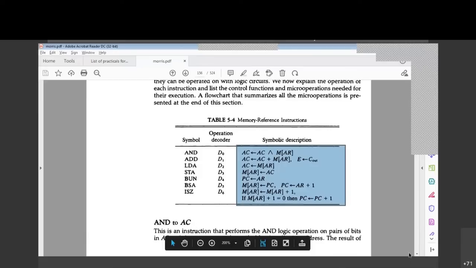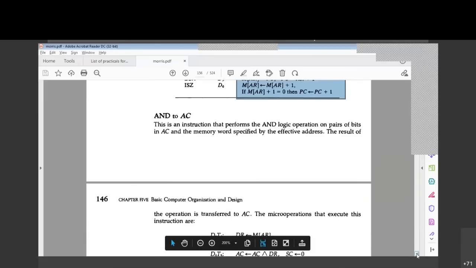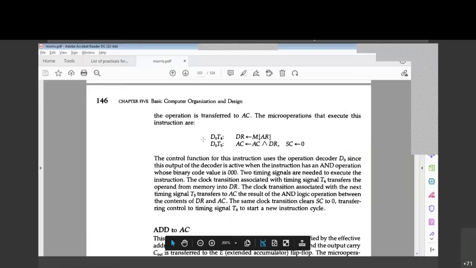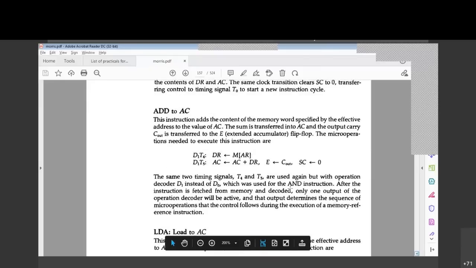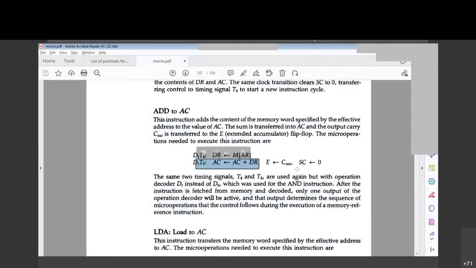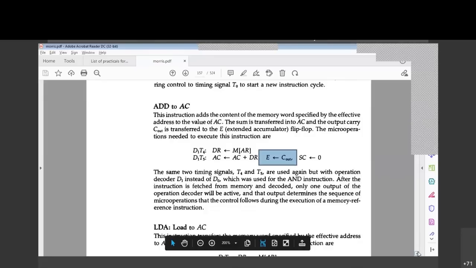ठीक है. चलो, AND to accumulator, these two steps. पहले DR में डालो, फिर AND करो, and then SC to 0. Add to accumulator: transfer the content to DR, add it to accumulator, and again this is important, don't forget your carry. Ma'am, in the book, the content of M of AR is directly incremented, not being stored in DR register.